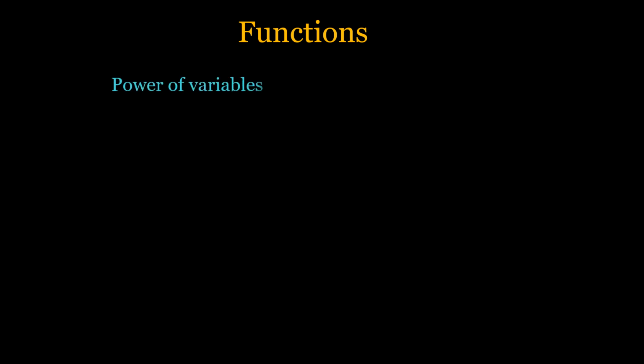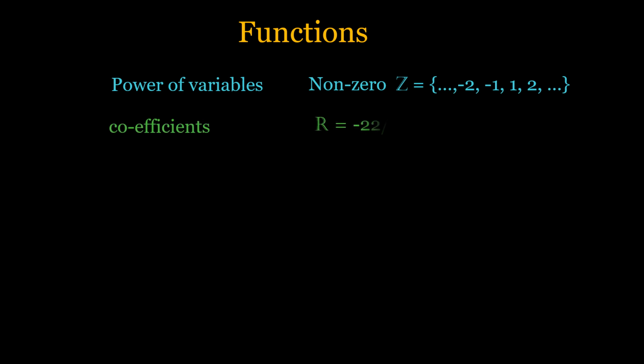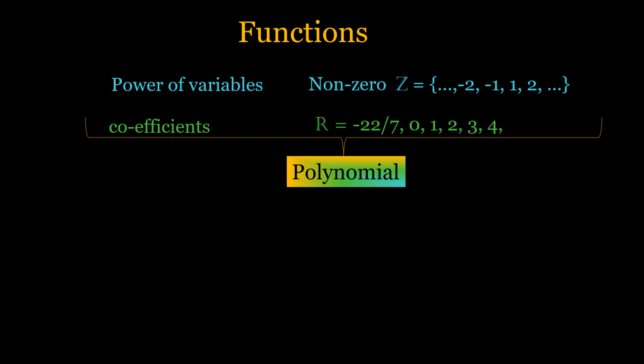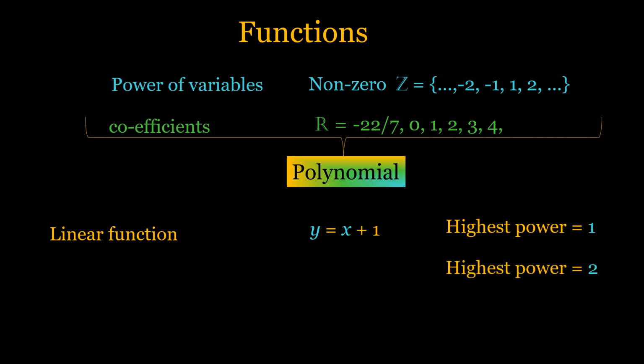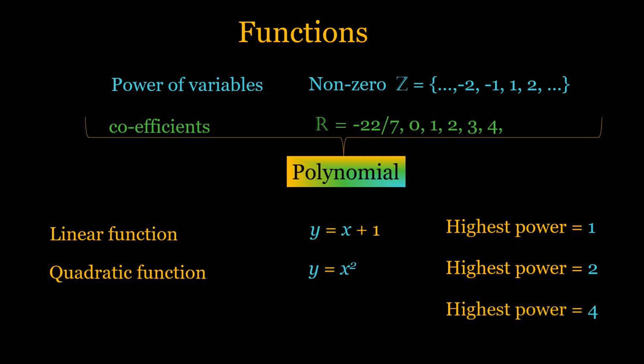The functions in which all the exponents or powers of variables are non-zero integers and all the coefficients are real numbers, then the function is called a polynomial function, or simply a polynomial. The linear function is the simplest polynomial in which the highest power of the variable is 1. Example is y equals x plus 1. The functions with the highest degree of variables equal to 2 are quadratic functions. Example is y equals x squared. The functions in which the highest degree of variables is 4 are called quartic functions. Example is z equals x squared y squared.